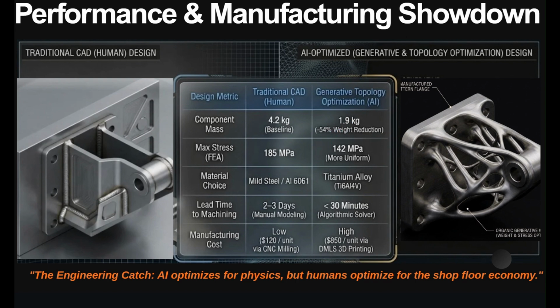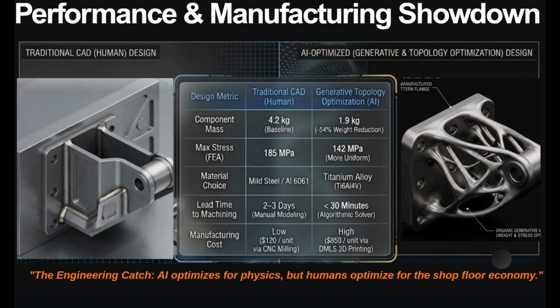Even more impressive is the stress dissipation. By running the algorithm directly inside the Creo parametric tree, the AI eliminated sharp corners and dropped peak finite element analysis stress from 185 megapascals to 142 megapascals under the exact same 28 kilonewton load case. Additionally, the solver produced this geometry in under 30 minutes, whereas the manual modeling, pocketing, and checking took an engineer 2 to 3 full working days.